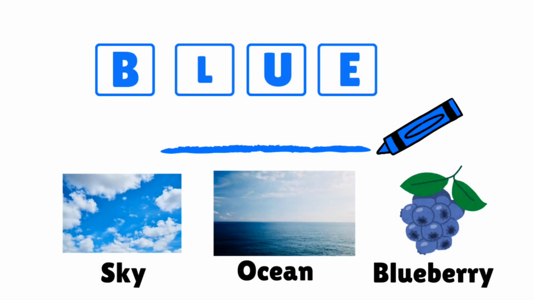Our next color is blue. Blue. Let's spell it. B, L, U, E. Blue. Examples of blue color are sky, ocean, and blueberry. Blue.